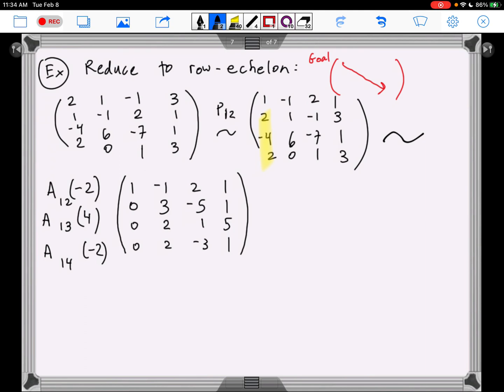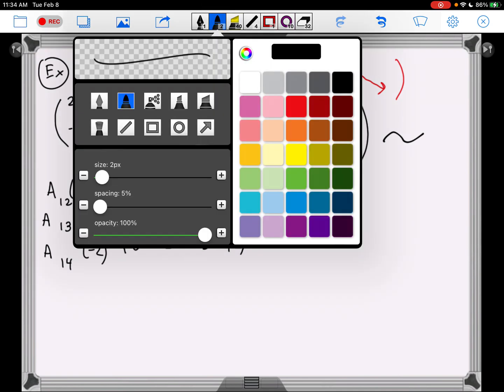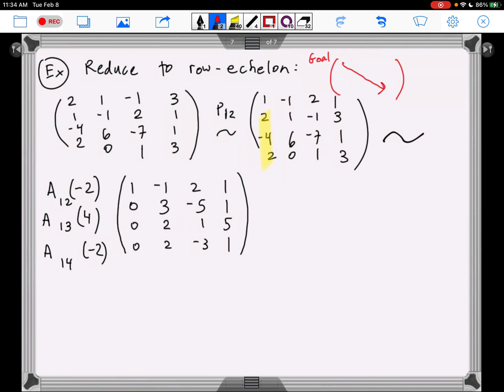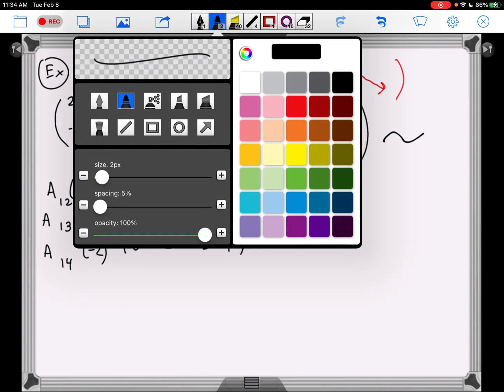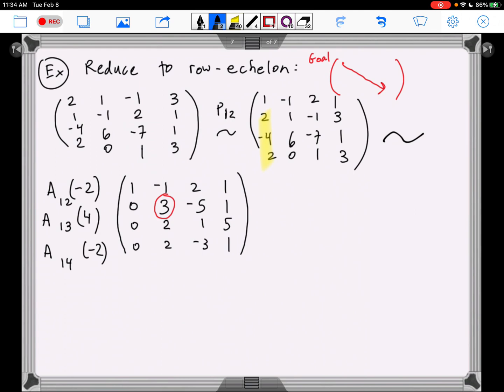So now what's our next goal? We're done with the first row and the first column, so now we move to this guy. I'm going to circle it. Our next goal is going to be to turn that guy into a 1. Now, sadly, there is no nice little switch way we could do this. So the only thing we can do is multiply that row by 1/3, which is going to give us some fractions, but there's nothing we can really do about that.